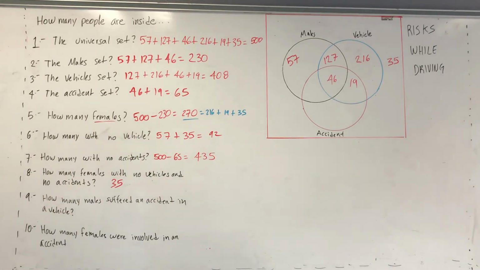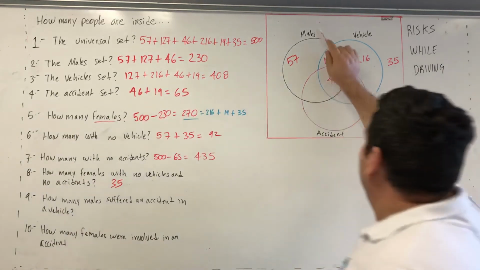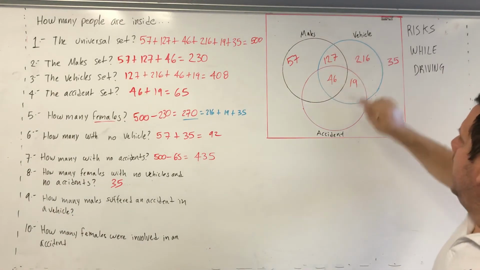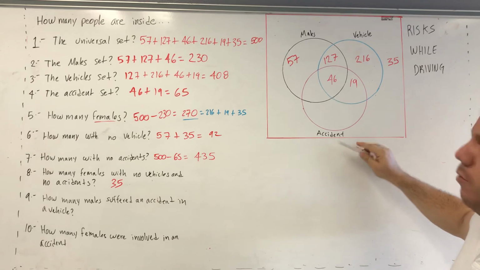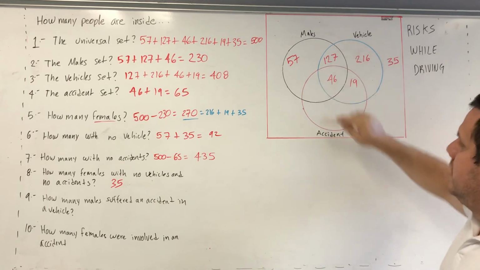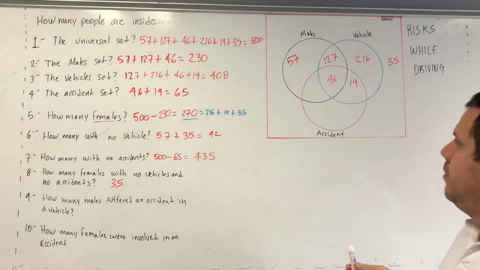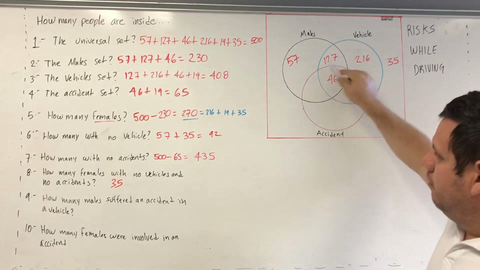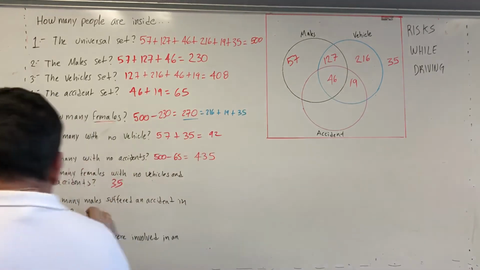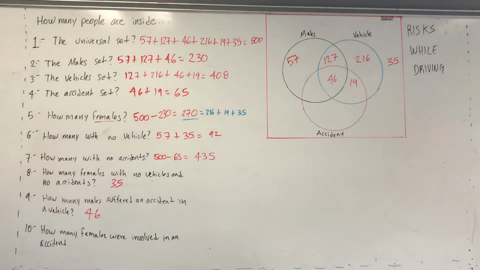How many males suffered an accident in a vehicle? Males, vehicles, and accident. The region where those three sets overlap, the intersection of all three, is just in the middle, 46. So I have 46 males who suffered an accident in a vehicle.